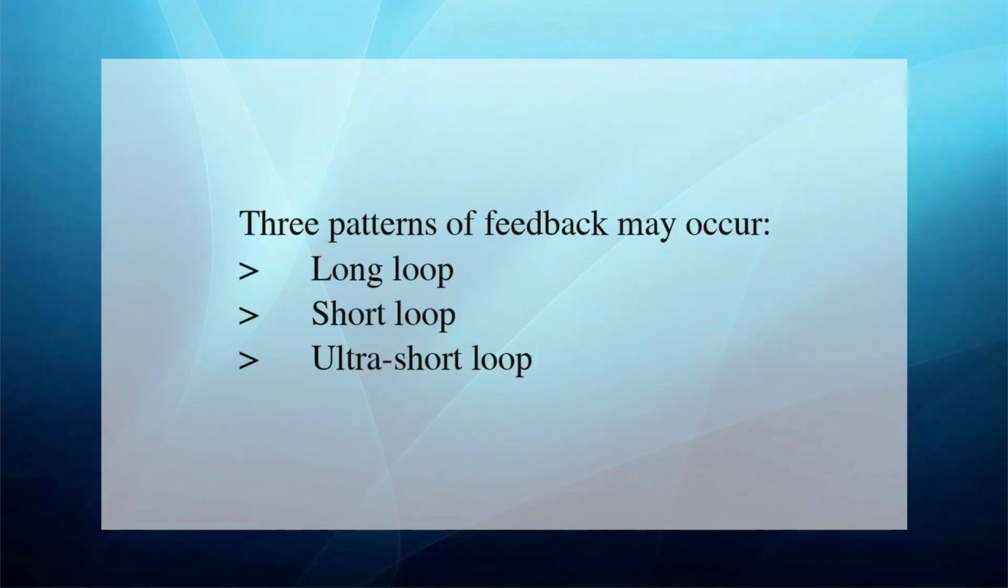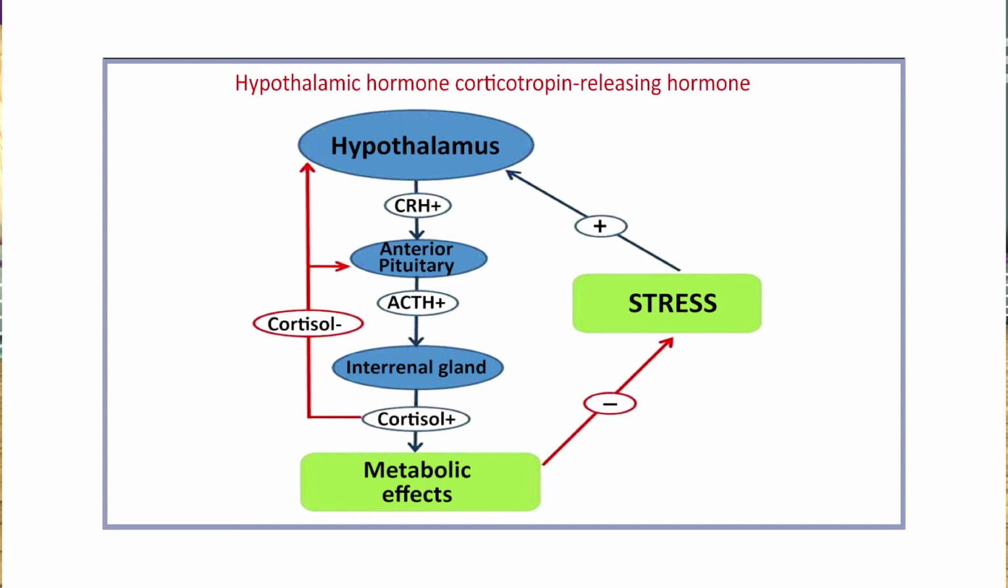Conversely, positive feedback increases the initial stimuli. Three patterns of feedback may occur: long loop, short loop, and ultra short loop. An example of negative feedback is the inhibition of the adenohypophyseal hormone ACTH and hypothalamic hormone corticotropin releasing hormone, or CRH, by cortisol. The secretion of cortisol is stimulated by adrenocorticotropic hormone and CRH in the adrenal gland.